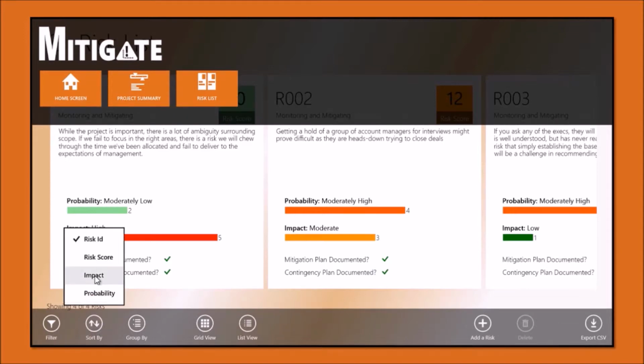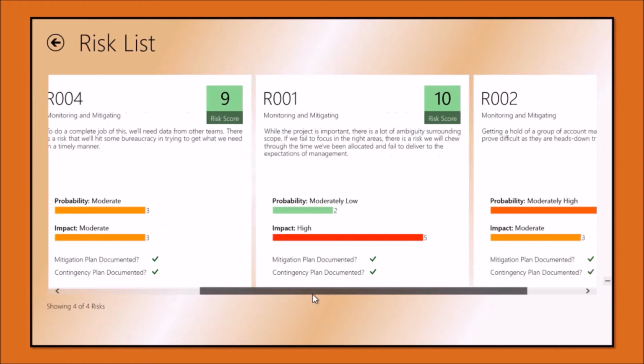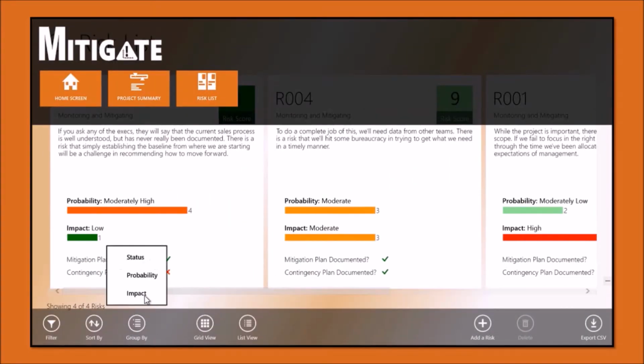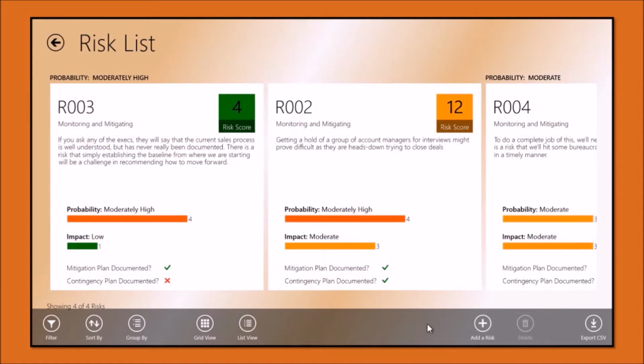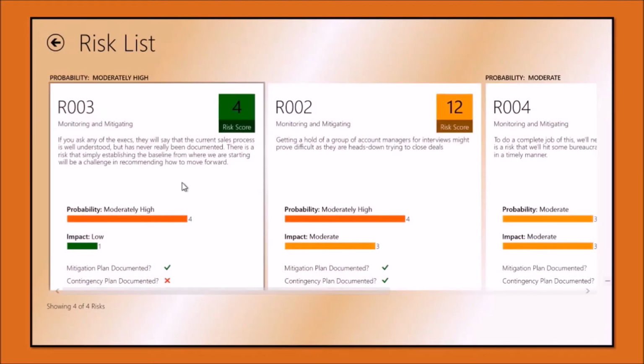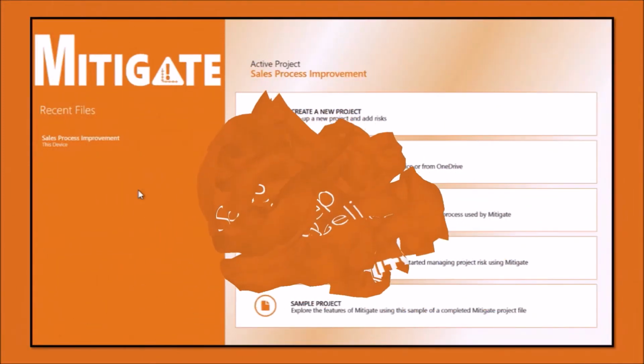When you have identified all of the risks that you want to track as part of your project, it is time to set a baseline. Navigate to the project summary page and scroll to the project risk assessment section. The baseline will be 0 to start. Tap or click the button to establish the baseline. Mitigate will capture the date and time that the baseline was set and save to the project file.